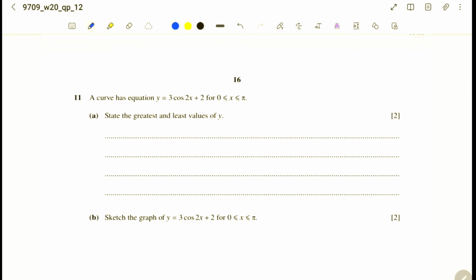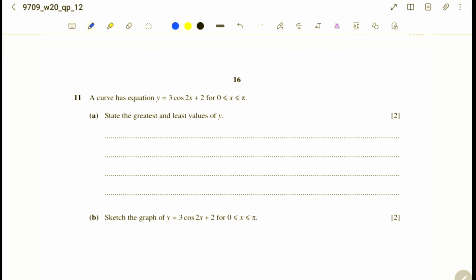Next, question number 11. A curve has equation y is equal to 3 cos 2x plus 2 for 0 less than or equal to x less than or equal to pi. State the greatest and the least value of y.